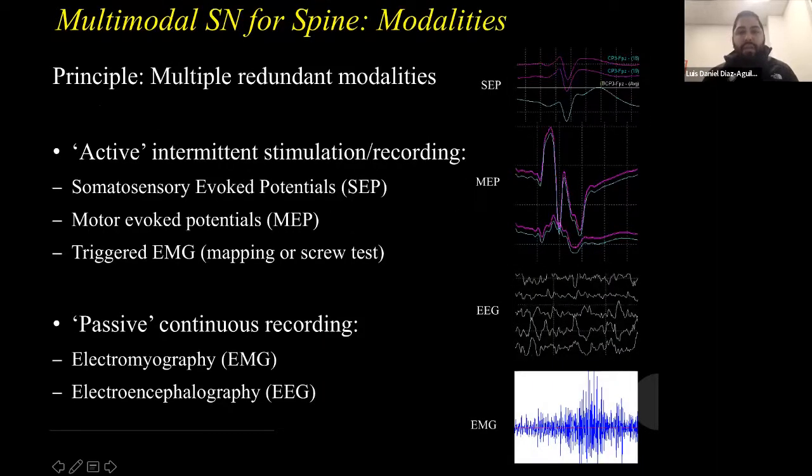The core characteristic of electromonitoring as used in the current era is the focus on multimodal approaches. So, multiple redundant modalities. They're the active, intermittent stimulation and recording processes, such as somatosensory evoked potentials, seen on the right, motor evoked potentials, triggered EMG, and then the more passive continuous recordings, such as EMG and EEG on their own.